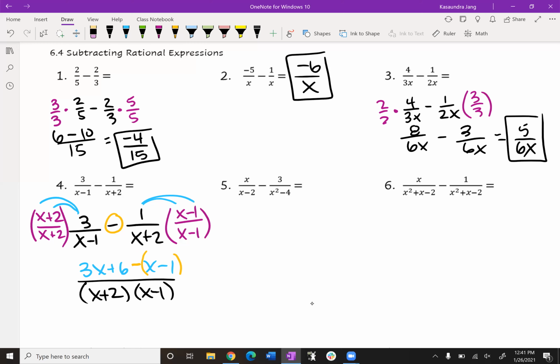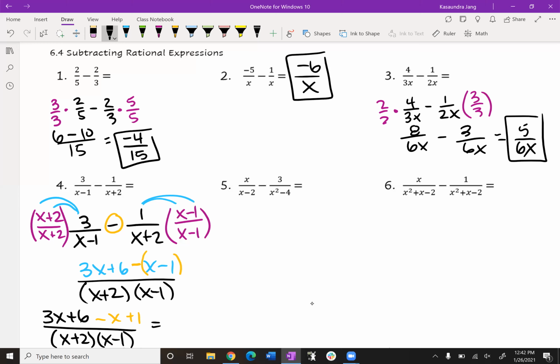Okay, so that's kind of what's new in the notes today. Previously, we've done addition overall. Because of the subtraction in this one, I've got to distribute my negative. So I'm going to end up with a negative x and a positive 1. And I think the rest of this will stay the same. Still got my 3x plus 6. Still got my factored denominator here.